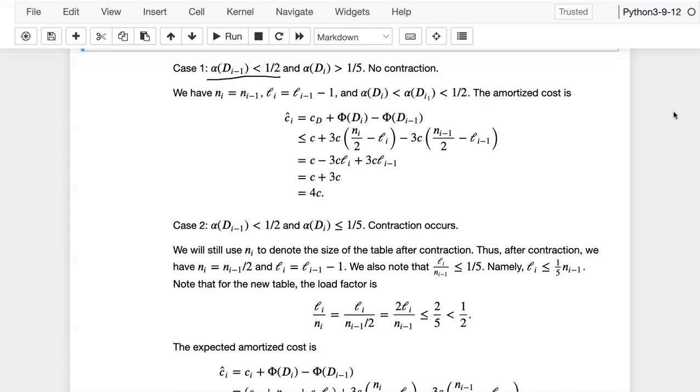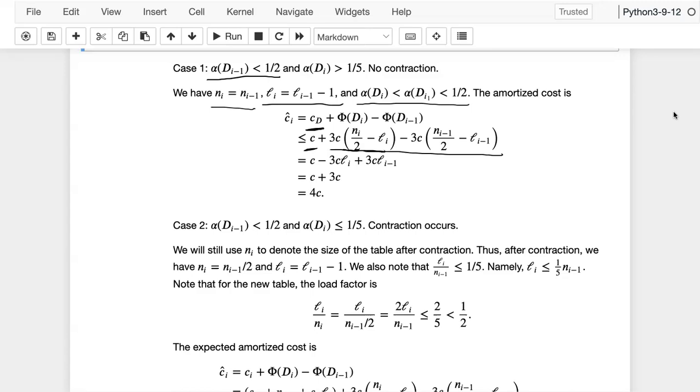And so in this case, because of no contraction, n sub i is equal to n sub i minus 1, and L sub i is equal to L sub i minus 1 minus 1, and both of the load factors are less than 1/2, hence we know the form of the potential, which is the same. Okay, so C sub D is the actual cost of deleting an item, and this is less than or equal to C, and this is the form.